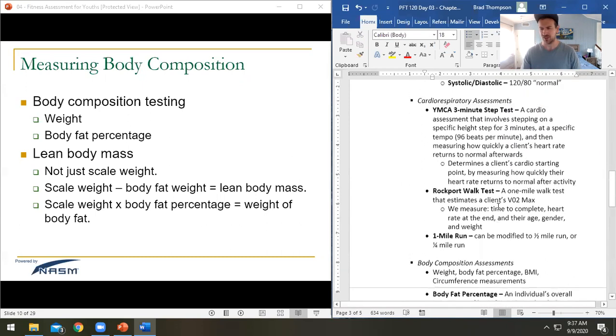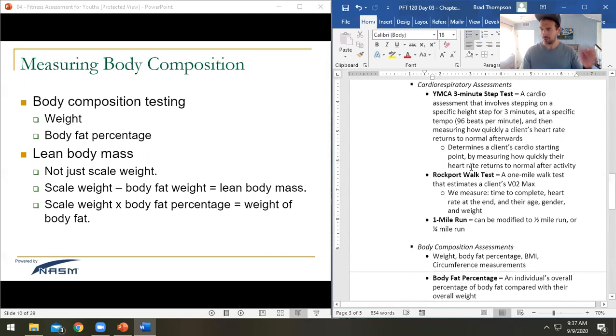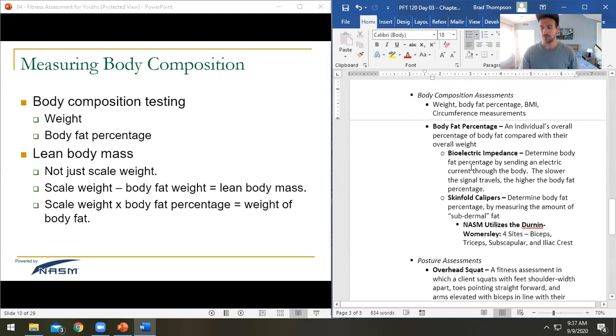This is so weird. This is going in such a weird order. I'm going to skip past the cardio and we'll come back to it, I guess. What did past Brad do? These notes are out of order.